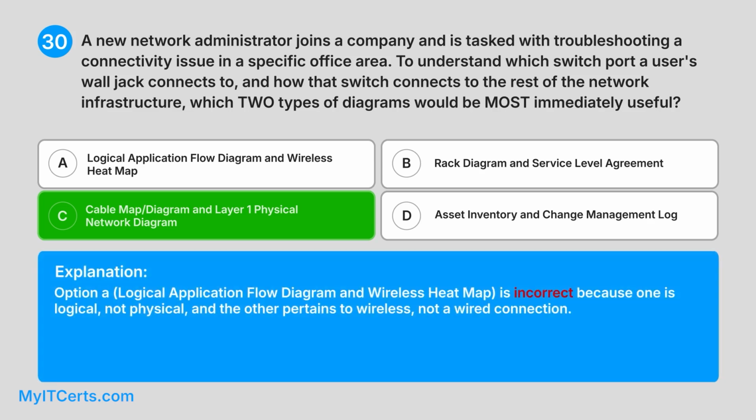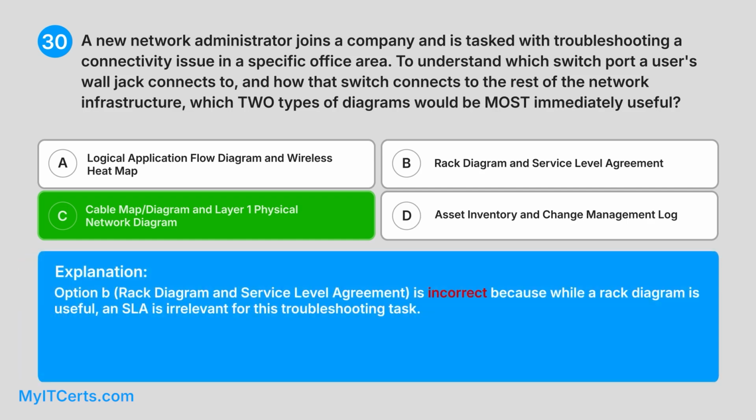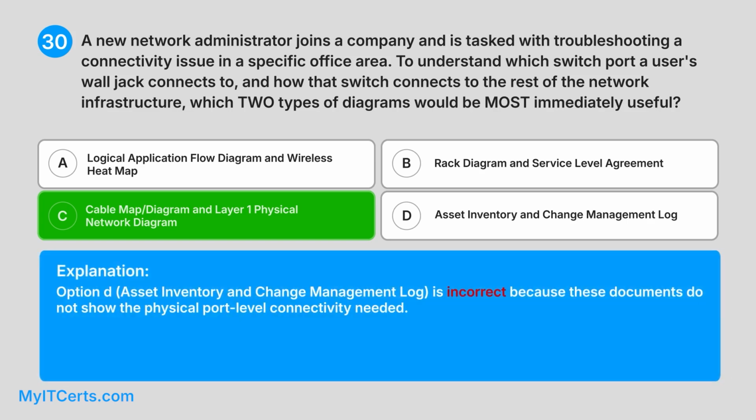Option A, logical application flow diagram and wireless heat map, is incorrect because one is logical, not physical, and the other pertains to wireless, not a wired connection. Option B, rack diagram and service level agreement, is incorrect because while a rack diagram is useful, an SLA is irrelevant for this troubleshooting task. Option D, asset inventory and change management log, is incorrect because these documents do not show the physical port level connectivity needed.